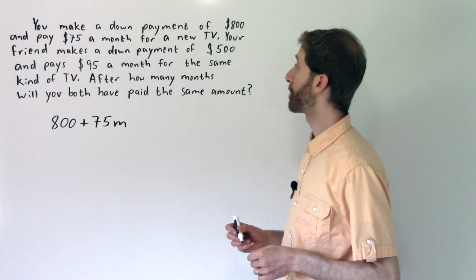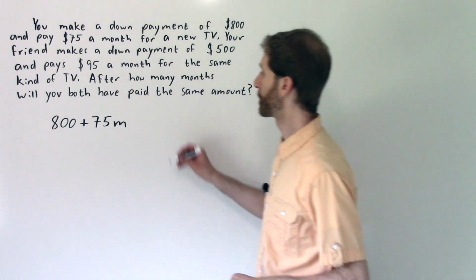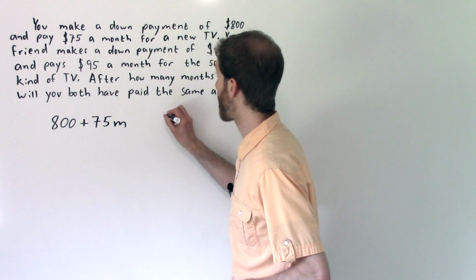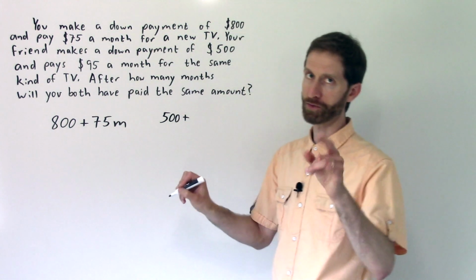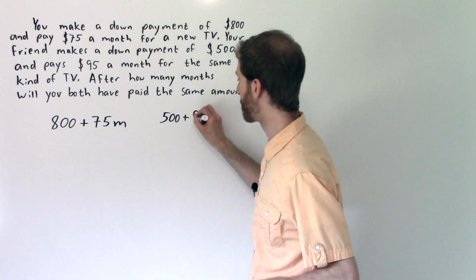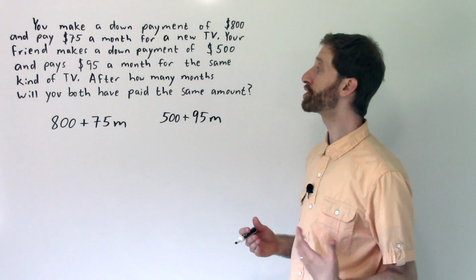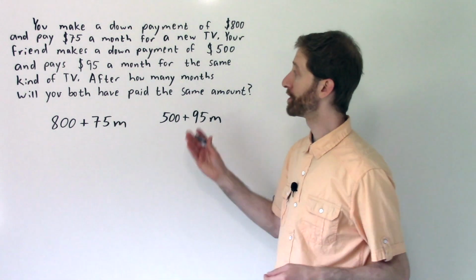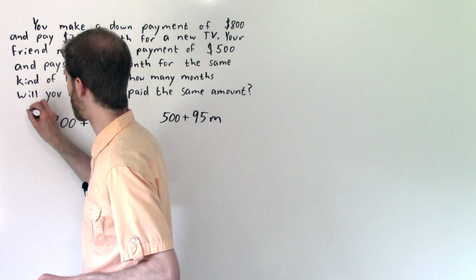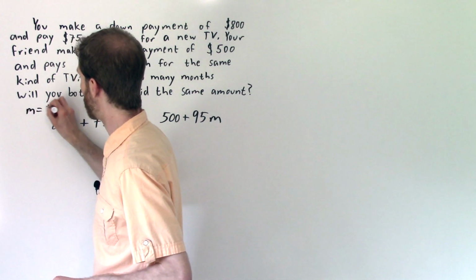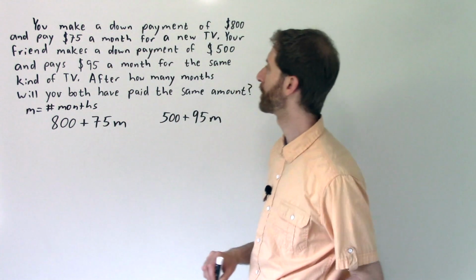Your friend makes a down payment of $500 and pays $95 a month for the same TV. So I'm going to write that as an expression. The down payment is $500 one-time down payment plus $95 per month. There's an expression there. So we've already read two pretty lengthy sentences and now have these two expressions. Now I will define that M equals number of months. That way we know what M stands for. Always good to define that variable.